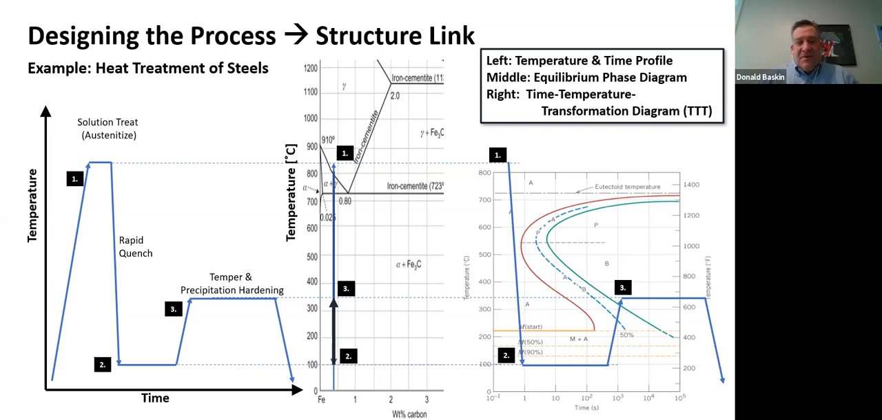In some steels that have lots of alloy content in them, lots of chrome or moly or nickel or whatever, you can actually do what's called precipitation hardening. We discussed precipitation hardening in a previous lecture, kind of in the context of aluminum, where you precipitate out these little particles. In the case of steel, they might be some type of carbide.